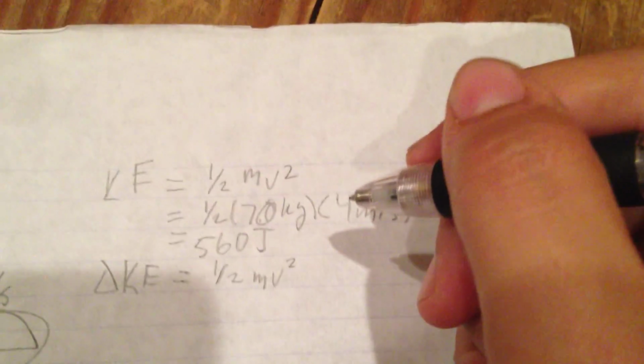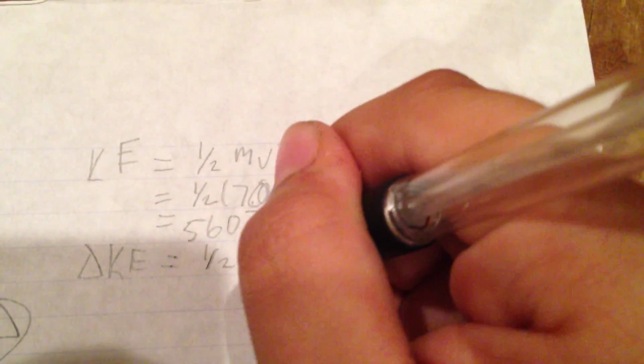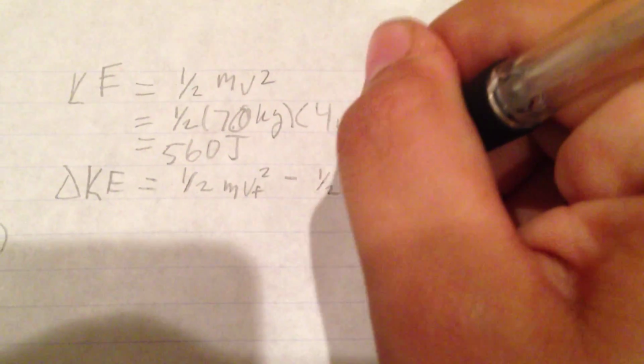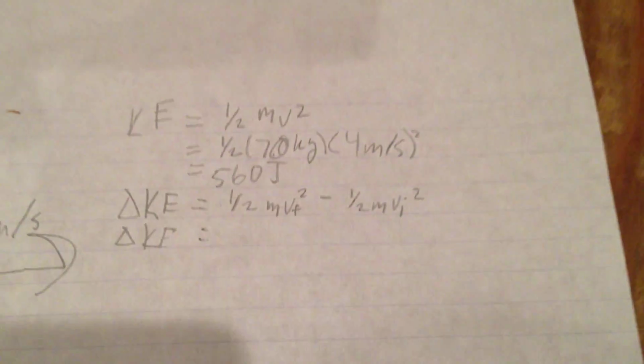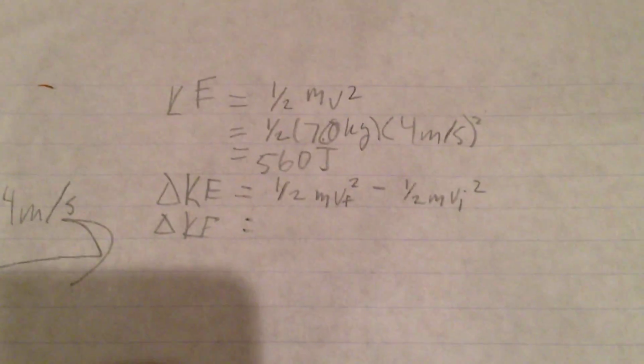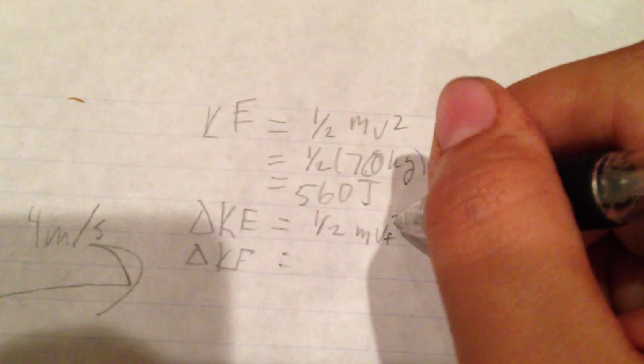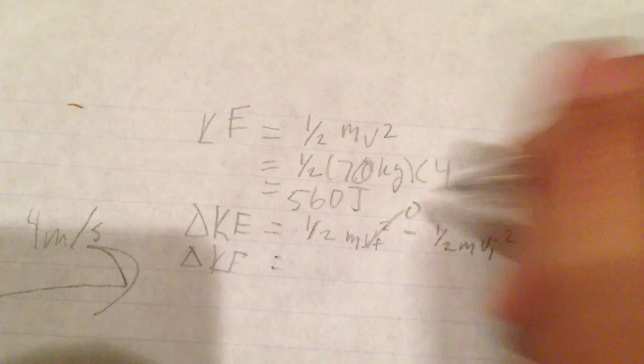But we want to find the change in kinetic energy, which equals 1/2 mass velocity final squared minus 1/2 mass velocity initial squared. And because we know he ends at a speed of 0 meters per second, we can just cross this one out.